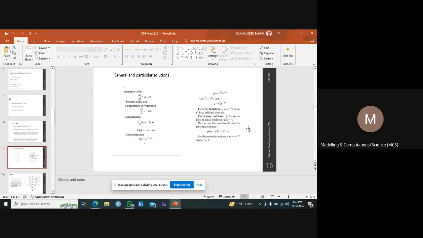We said earlier that to solve for a particular solution, you must have an initial value condition attached to it. So now let's say that the initial value condition is y of 0 equals 4. We can use this condition to find the particular solution. So y of 0 equals 4 simply means what? The independent variable, which is x, is 0, and y, the dependent variable, is 4.